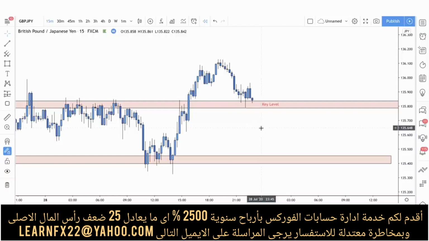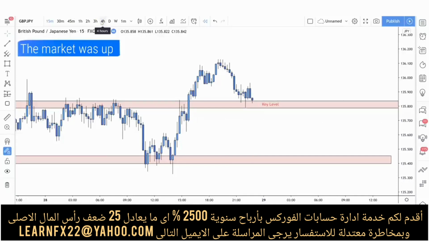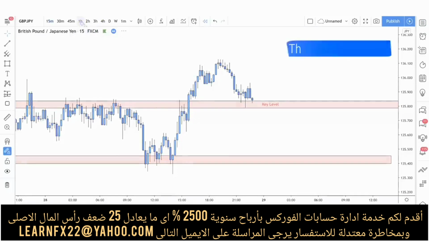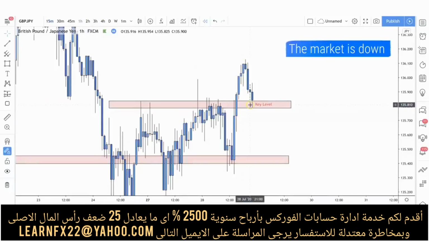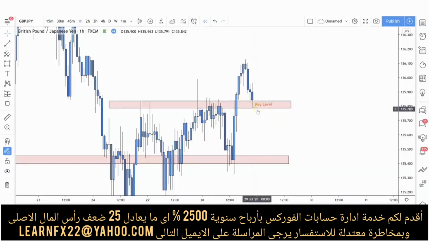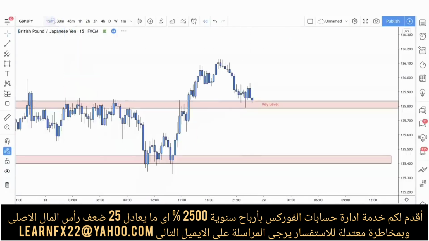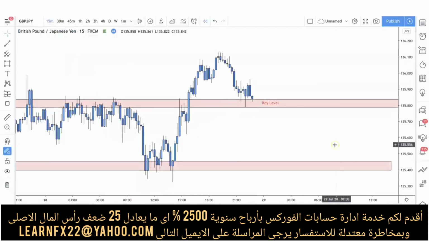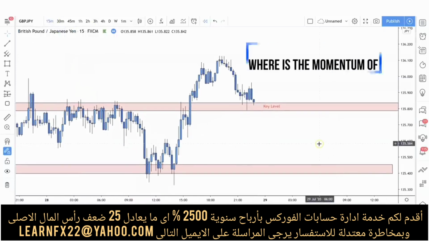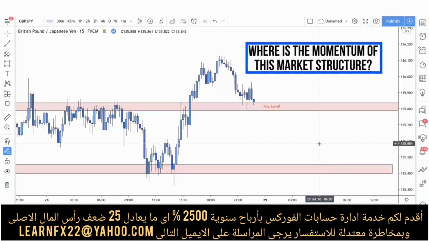Okay? We saw on the 4H time frame, which was our structural time frame, that the momentum of the market was up, so we're looking for buys. We saw on the hourly time frame that the momentum at this moment in time is down, but all we needed price to do is come back to our key level. We see the wick rejections, so now we're scaling. Our final time frame, I want to ask you before I tell you, where is the momentum of this market structure?